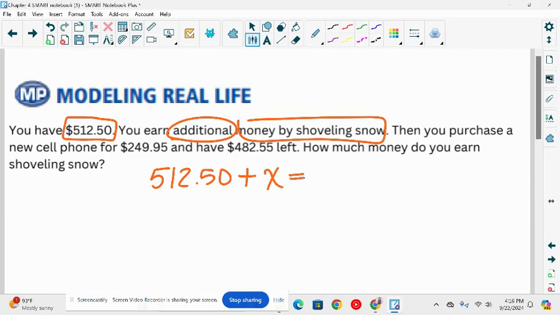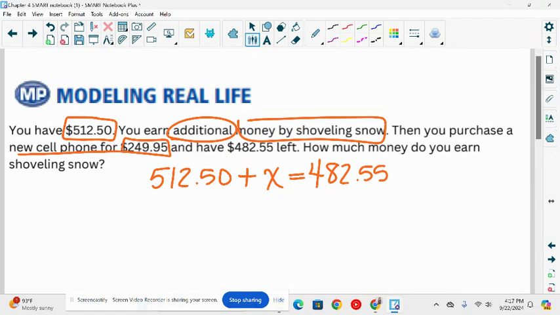That ends up, okay, we know we have $482.55 left, but that's not the total amount we had. We also know that we bought a new cell phone for this much money. So that cell phone money, where did it come from? Did it come from our total that we made, or did it come from where? Right.